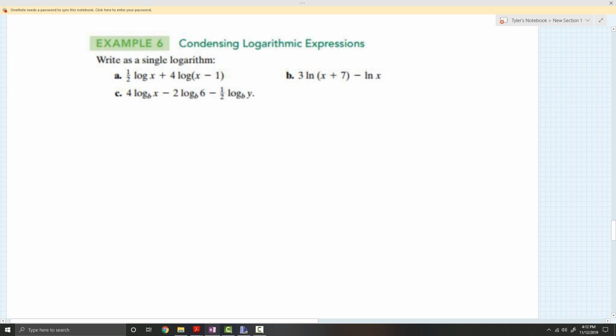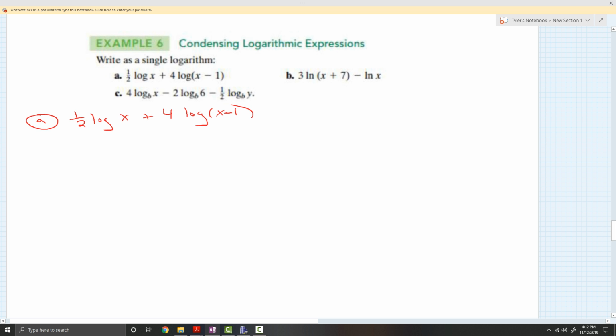Right? So then there's some more examples of what we just did. So trying to condense it down, and maybe these are a little harder, right? Maybe we did some easier examples, and now pulling in some of the power rule and so forth. So part A, we have 1/2 log of x plus 4 log of x minus 1, right?